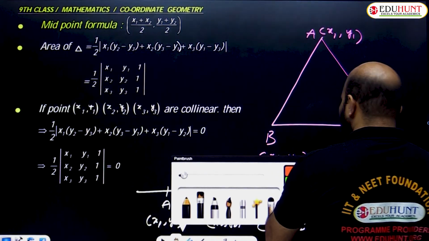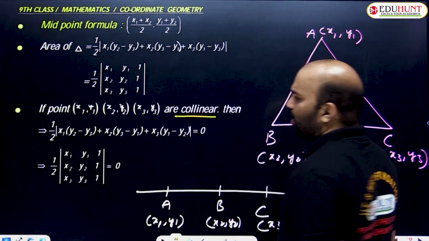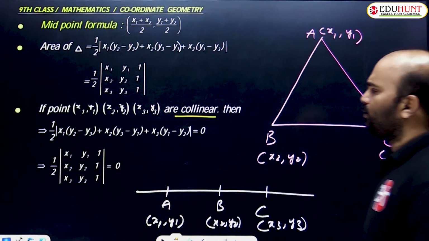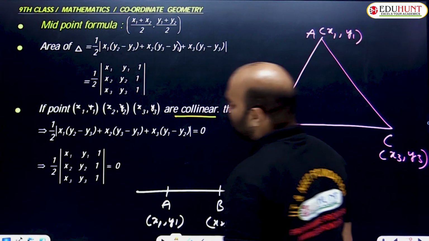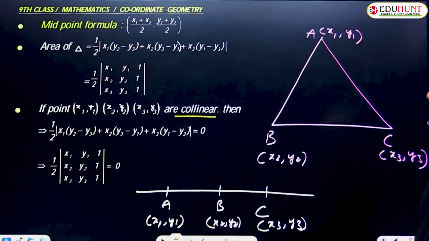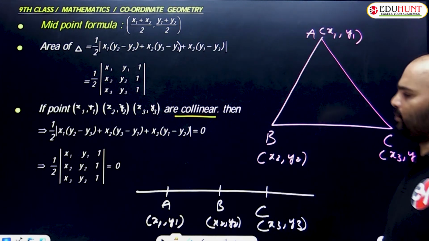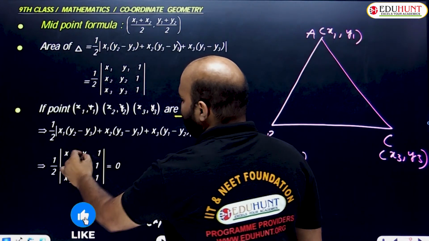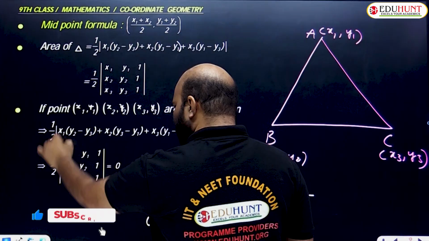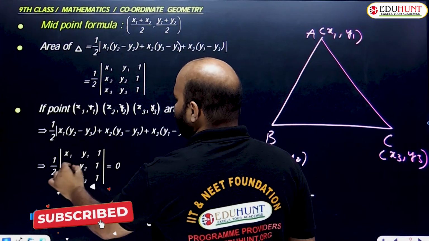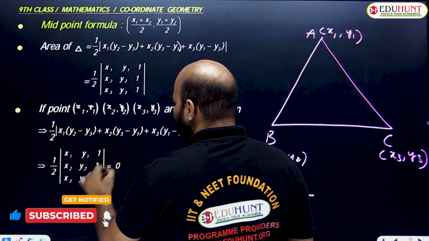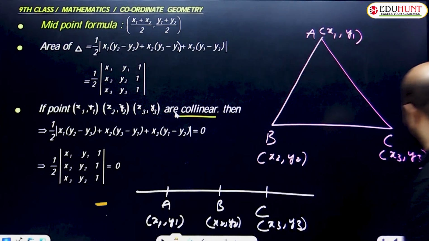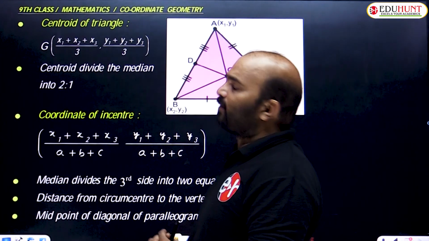So if the given points are collinear, then the area, half of mod x1 into (y2 minus y3) plus x2 into (y3 minus y1) plus x3 into (y1 minus y2), will be 0. Or that determinant value is also 0: half into the determinant of x1 y1 1, x2 y2 1, x3 y3 1 equals 0. So let us explain the centroid of a triangle.